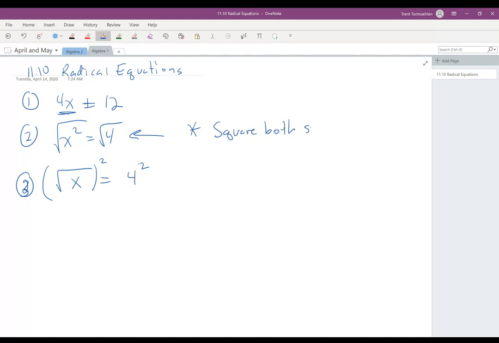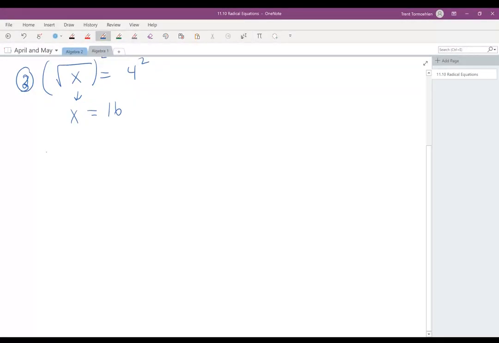Now, these get more complicated, and there's some things that you have to do first, but your basic idea is you square both sides. And so the square root of x squared, that is square root of x times square root of x, which is just x. The square root of x squared is x. And then 4 squared is 16. So the solution to that equation is 16. So we're just going to apply that idea to some examples.